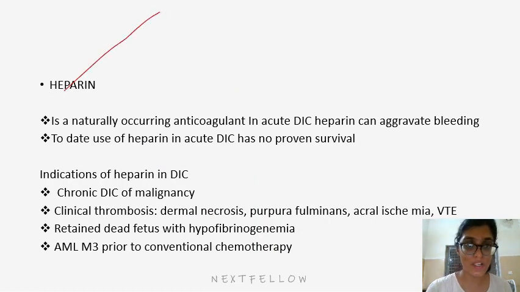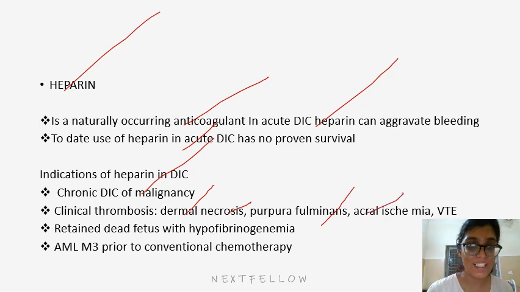Heparin is a naturally occurring anticoagulant in acute DIC. Heparin can aggravate bleeding. To date, use of heparin in acute DIC has no proven survival benefit. Indications of heparin in DIC are chronic DIC with malignancy, clinical thrombosis like abdominal necrosis, purpura fulminans, acral ischemia, and venous thromboembolism. Retained dead fetus with hypofibrinogenemia, AML M3 prior to conventional chemotherapy.